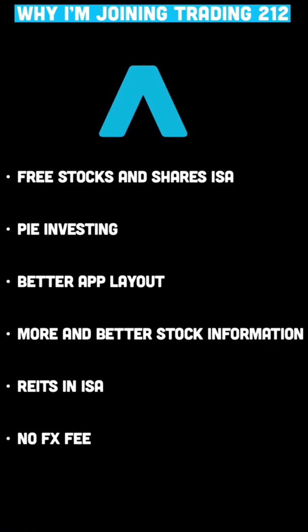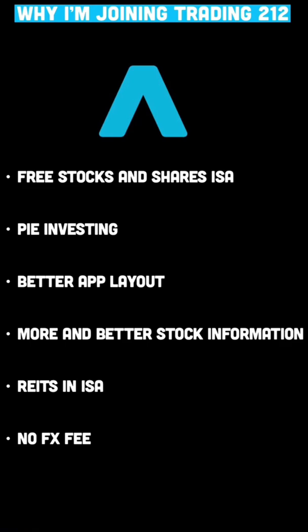And the next one is my personal opinion. I think there's a better app layout on Trading 212. Again, nothing against the Freetrade one, I still like that, but there's just something about the graph and just how you maneuver around the app. It just seems a lot more organized. More and better stock information. Again, there's a lot more detail with regards to PE ratios and company descriptions, etc. within the app, whereas you'd have to go to third-party apps to get that information.